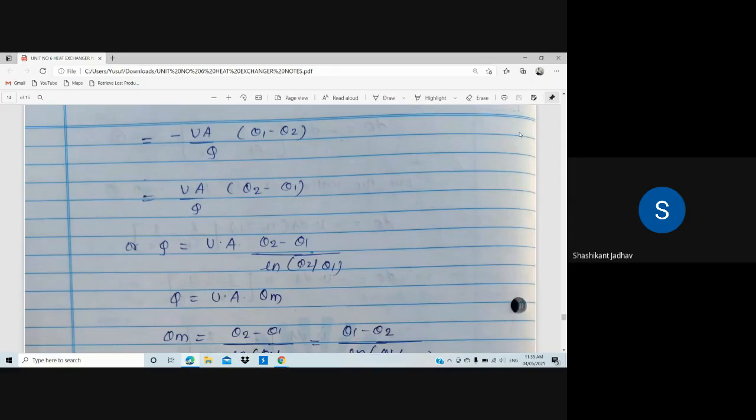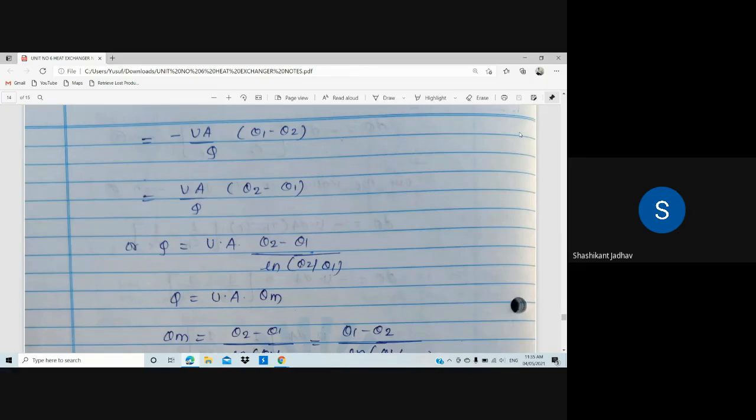So to cancel that negative sign, we change the order of the values in the bracket. We get ln theta 2 upon theta 1 is equal to U into A divided by Q into bracket theta 2 minus theta 1. So from that we get the equation for Q.